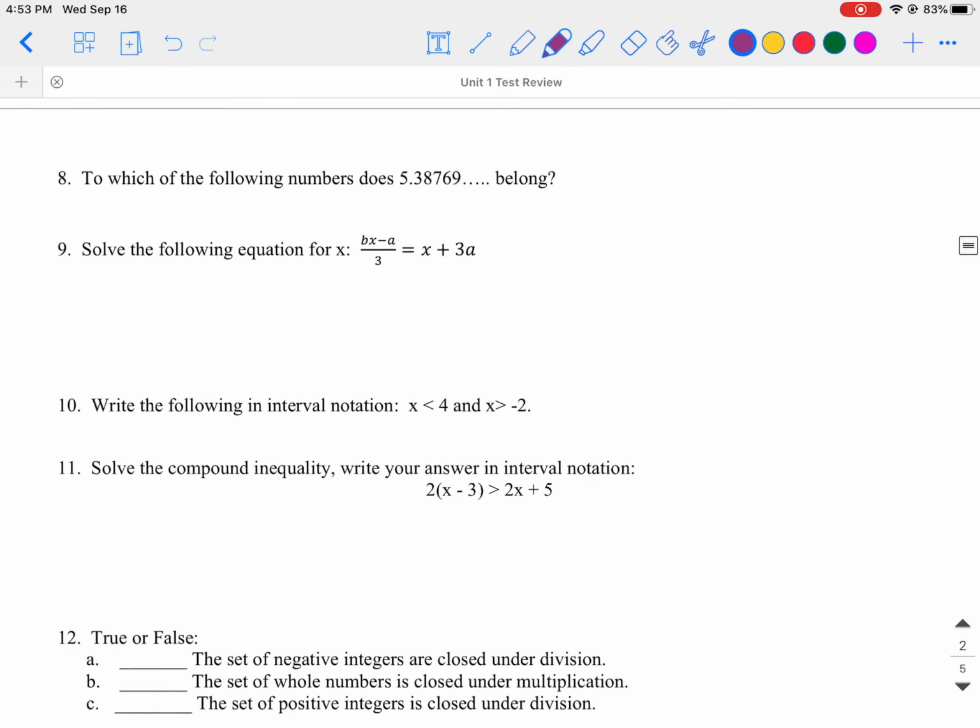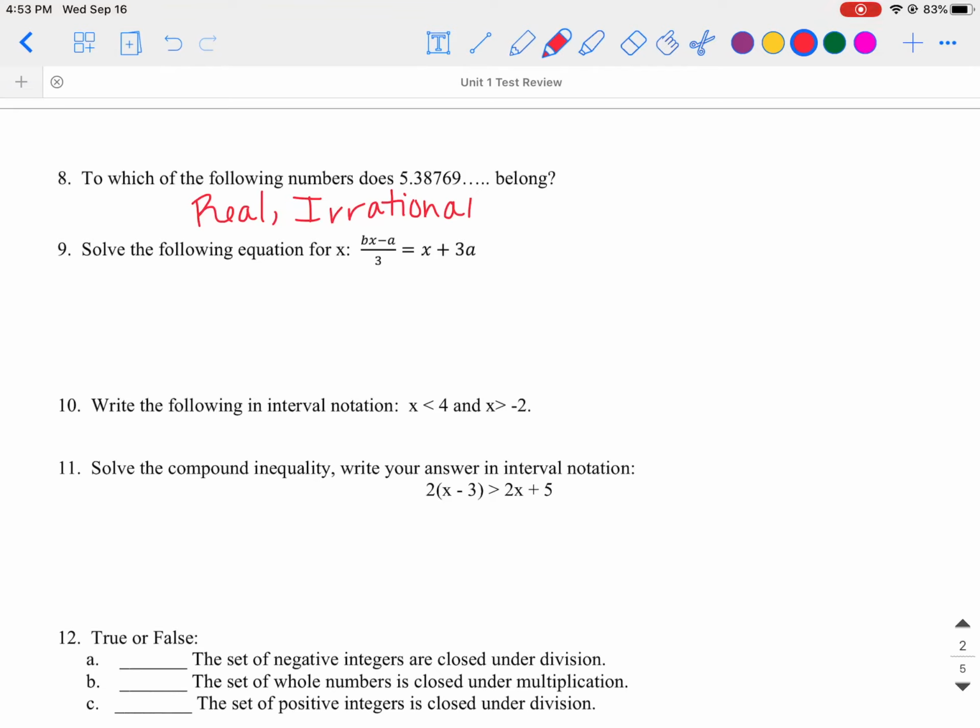Number 8, we have to tell what type of number this is. It's 5.38769... That means it goes on forever and it's not repeating. So it is real and irrational. If it repeated or if it stopped, it would be rational instead. It would not ever be a whole number, an integer, or a natural number because it's a decimal.